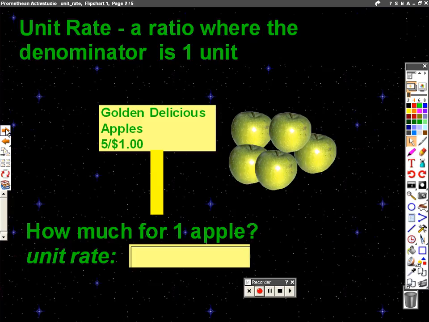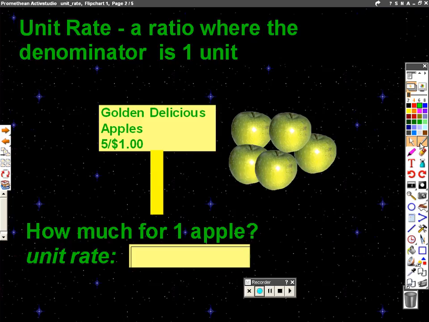So if I go to the grocery store and in the produce section I see a sign that says Golden Delicious apples 5 for $1, but I only want to buy one, I need to think about how much one is going to cost me. So $1 for 5 apples. I could guess and check. Maybe I thought it was 25 cents. So 25 cents, 25 cents, 25 cents, 25 cents, 25. Oh, that gets me to $1.25. That's too high.